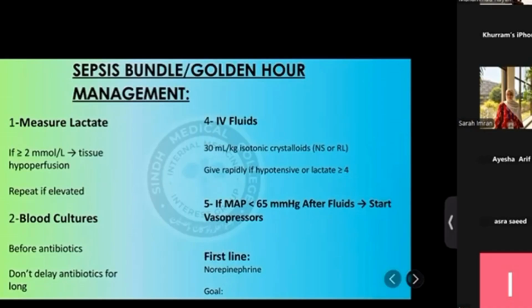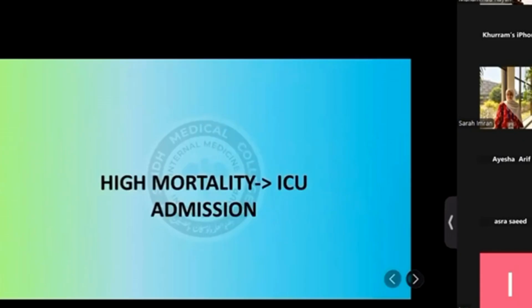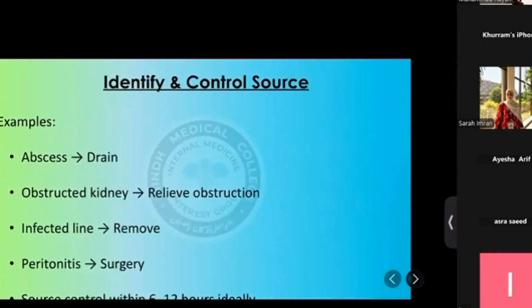That's why it is termed the golden hour. You have to be very quick in sending the blood cultures. You have to be very quick in giving the fluids, and you have to assess there and then whether the fluids are working or not, whether they are maintaining the mean arterial pressure or not. If not, then you will take the patient to the first line of treatment, the inotropic agents, the support agents, which will help to maintain the mean arterial pressure. So, high mortality: you know that any patient suffering from septic shock having higher lactate levels should be referred for ICU admission.